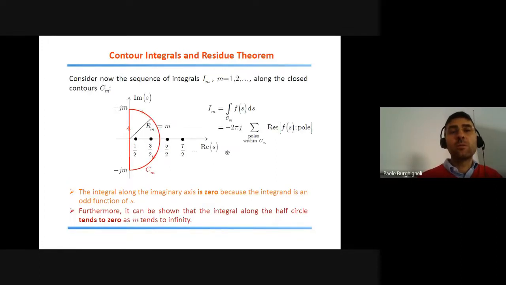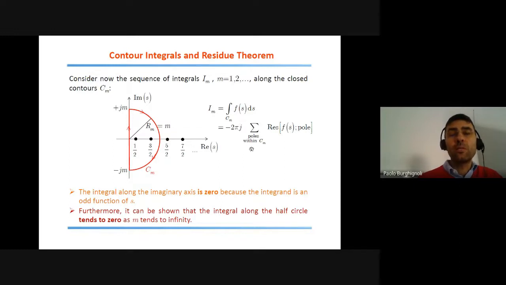Now, what's the procedure that Watson followed? He considered a family of contours in the complex plane of the s variable, like the red one reported in this slide, that goes along the vertical imaginary axis from minus jm to plus jm, where m is an integer that goes from 1 to infinity. So we have a family of contours, and that is closed by a half circle that goes on the right. So it goes in the first and fourth quadrants of the complex plane, such that this half circle does not intersect any of the poles.